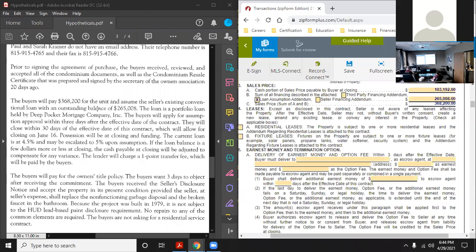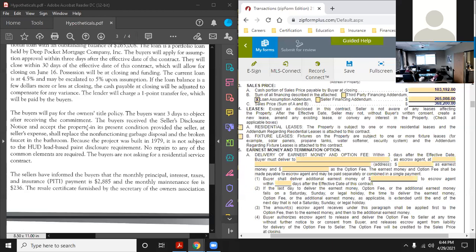Let's see. The loan is a portfolio loan held by Deep Pocket Mortgage. You won't have to deal with that until later on as well. This is all about basically how they're going to assume the loan. That is something you'll do in a loan assumption paperwork or addendum, not so much in this contract.